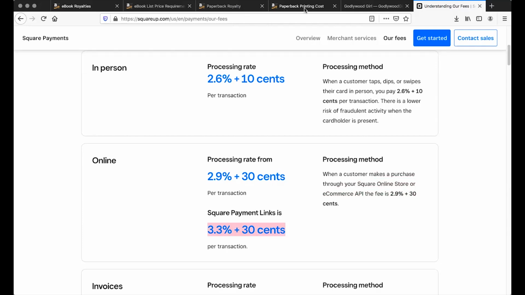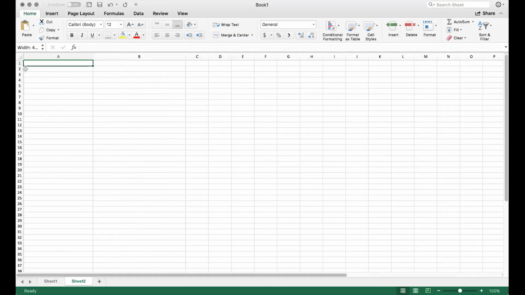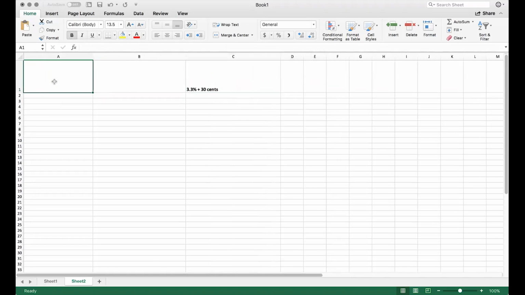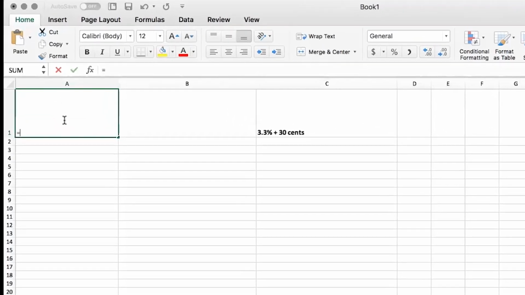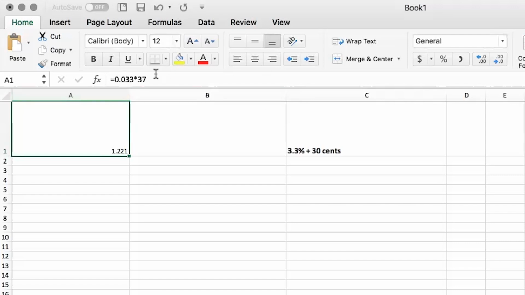And first I need to figure out what is 3.3% of 37. I'm going to use Excel, but you don't have to. You really don't have to, okay? So let me put my little formula here. I'm going to do equal, and then it's 0.033 times 37. Hit enter. Okay, so their fee is, let me make this bigger, $1.22.